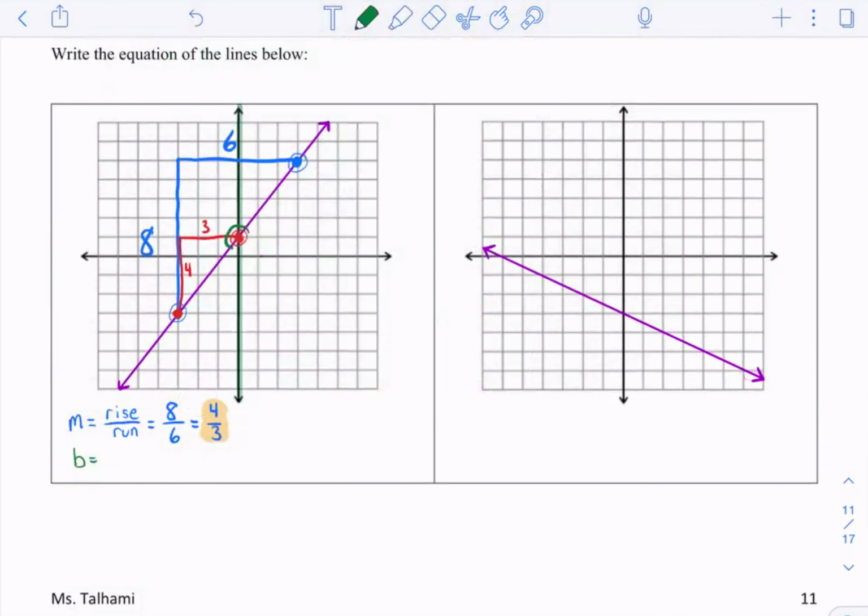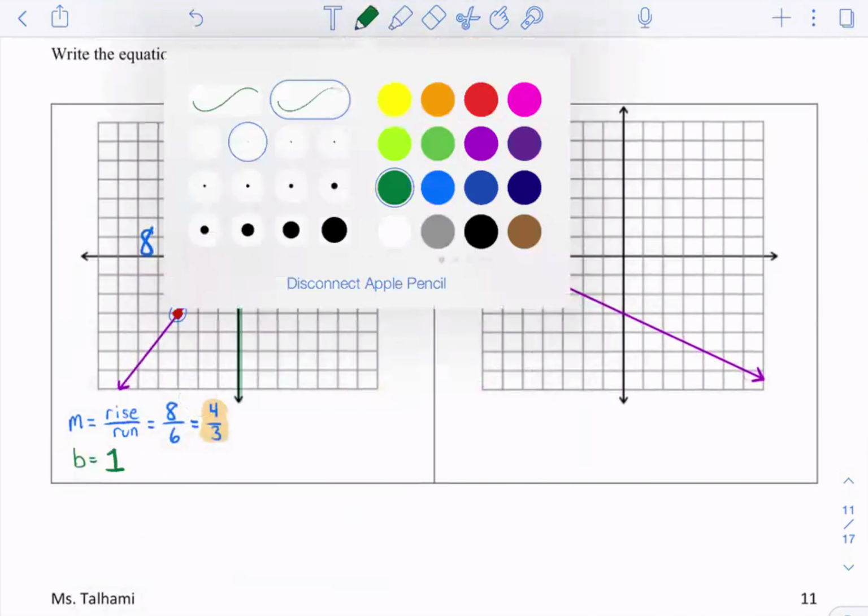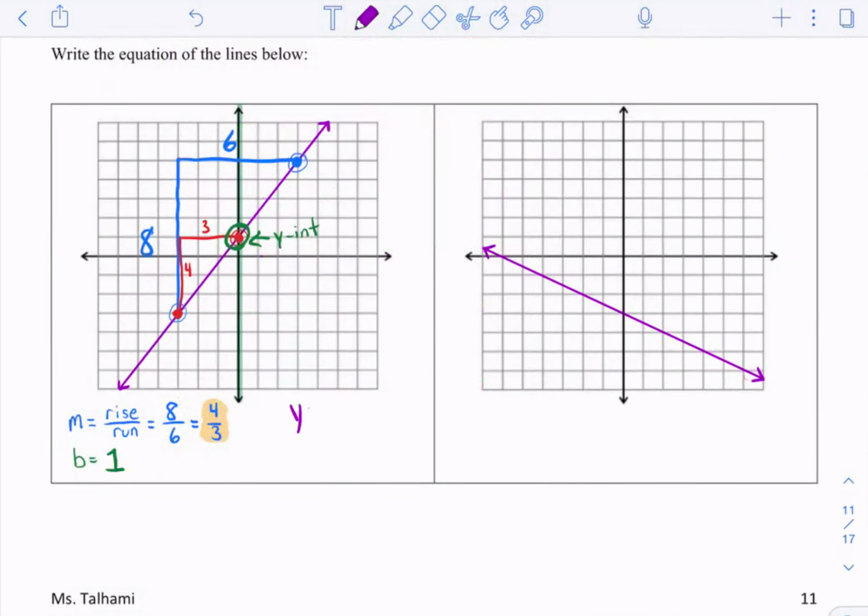There at 1. That's your y-intercept. That's your B. So your B is 1. Lastly, let's take that information and replace it into the equation of a line. Y equals mx plus b. We're going to replace the m with 4/3.